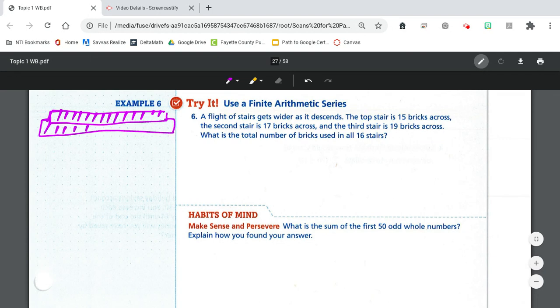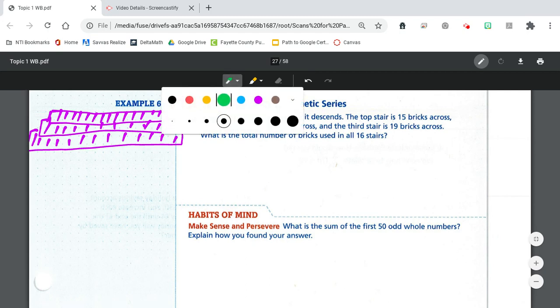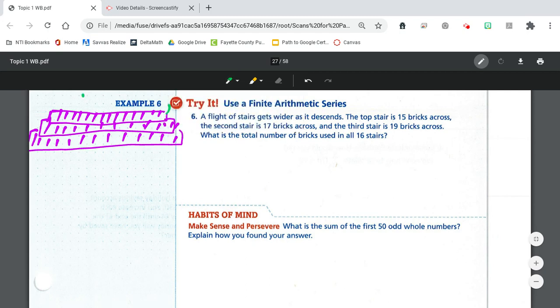We'll pretend it's 17. The third stair is 19. I'll come back and label these. So 15 bricks on the first one, 17 bricks on the second stair, 19 bricks on the third stair. And so they want to know in all, what's the total number of bricks used in all 16 stairs?